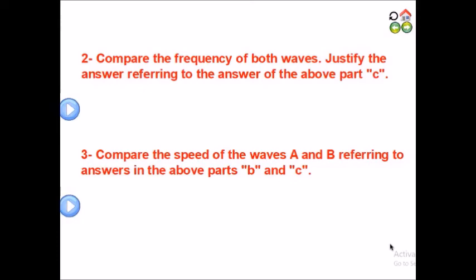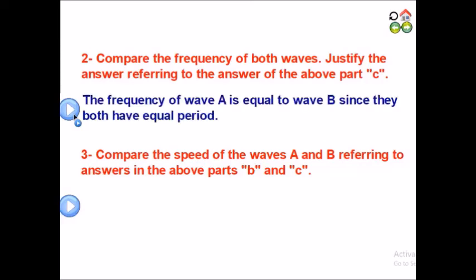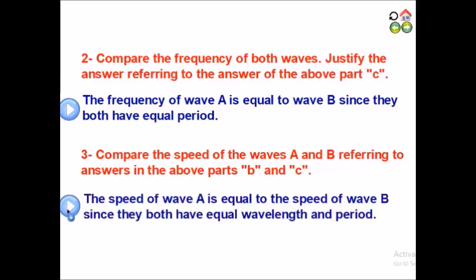Now we are going to compare the frequency of both waves and justify the answer, referring to the answer of part C in the previous question. The frequency of wave A is equal to the frequency of wave B since they both have an equal period. Now we are going to compare the speed of waves A and B, referring to the answers in the previous parts B and C. We can say that the speed of wave A is equal to the speed of wave B since they both have equal wavelength and period.